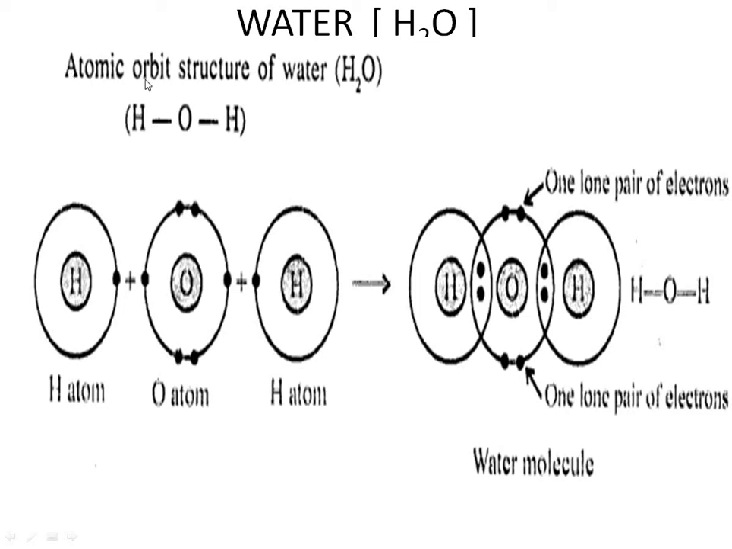Now in this case, the atomic orbit structure of water. You are going to draw oxygen in the center and two hydrogen atoms. Normally students will make a mistake in writing the hydrogen in the center and two oxygen, showing the formula as HO2. So don't do that. Oxygen in the center and two hydrogen atoms on either side of the oxygen atom. So now we'll see how the covalent molecule forms in the case of the water molecule.